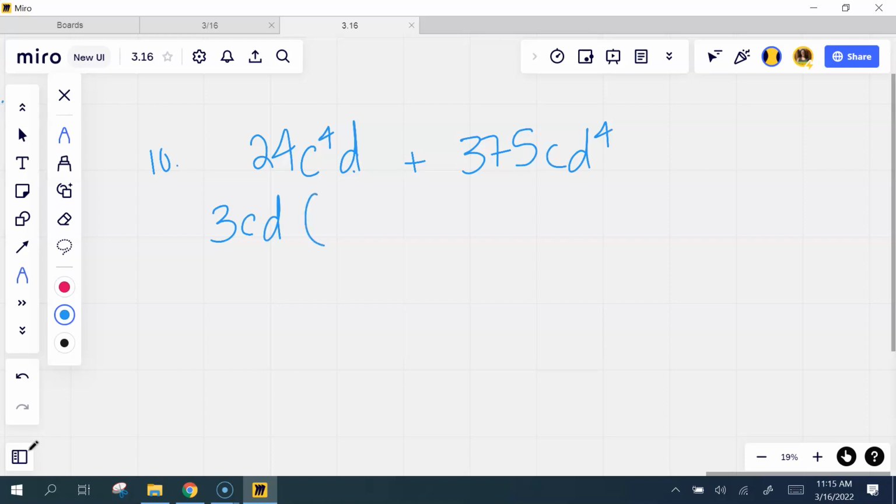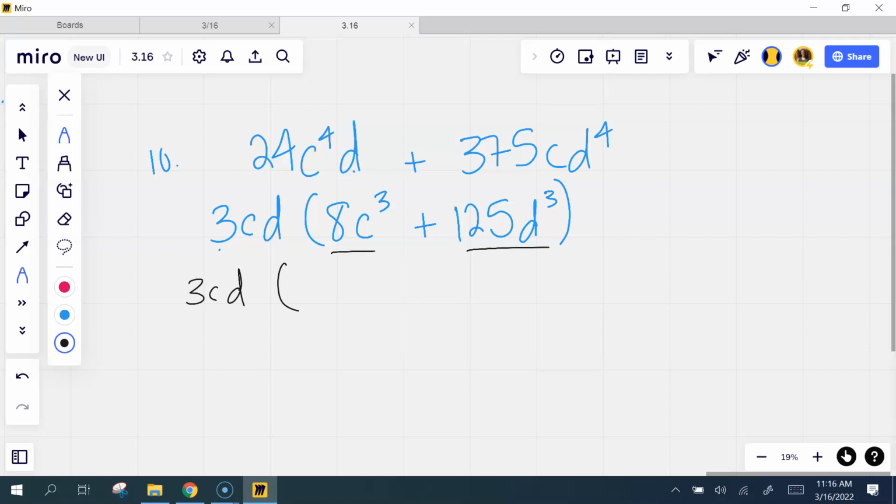If I divide 24 by 3, I get 8 C cubed, that's right, plus what's 375 divided by 3? 125. Oh, I'm seeing some familiar numbers. Now what do you see? I see 2 perfect cubes. That's exactly right. I know what you meant there. The 3CD stays on the outside.